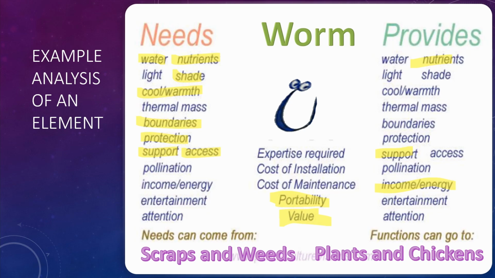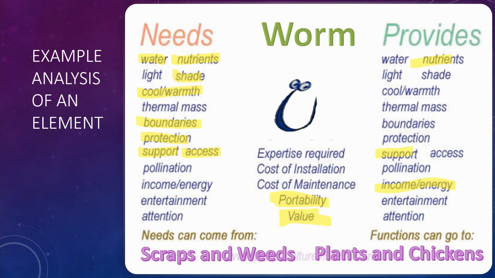Let's look at the needs and provisions from the worm. A compost worm needs water and nutrients, food scraps or prunings from the garden. It needs some shade and it needs nice temperature, the Goldilocks zone. It needs some boundaries so that they don't stray. It needs protection from predators like birds, anteaters or echidnas. It needs some support. It needs some bedding and it needs access so that it can find one another and find the food.